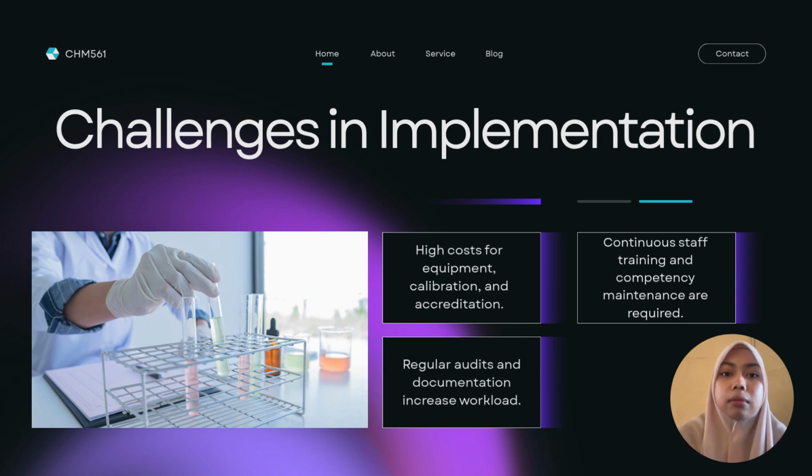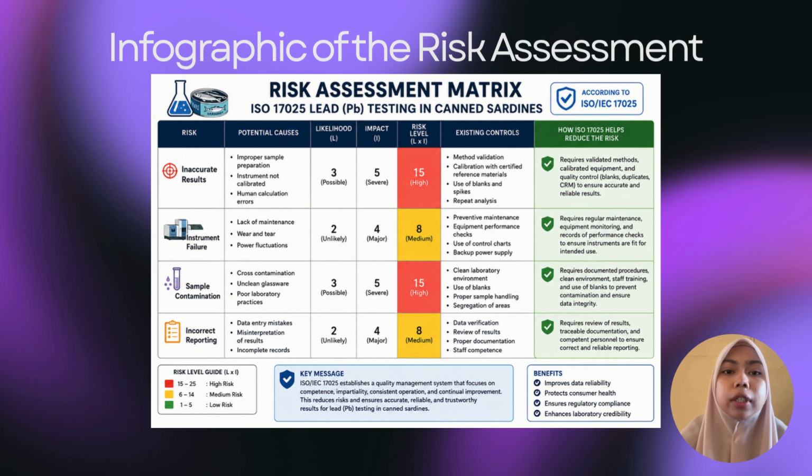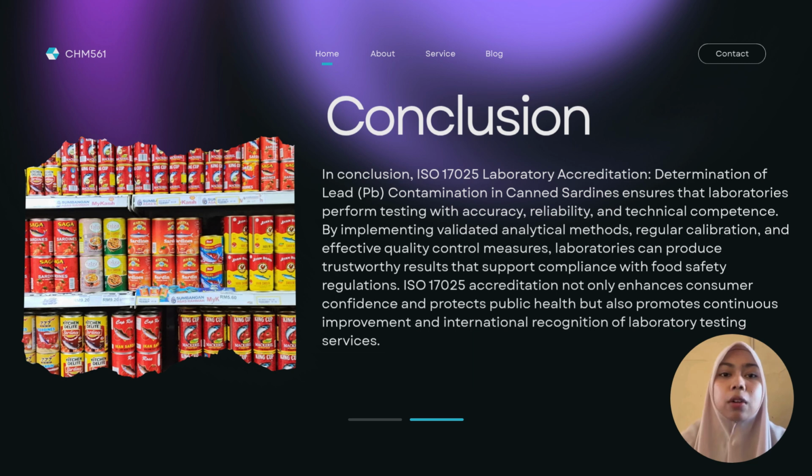So this is the infographic of the matrix that shows the potential risks during lab testing and their severity. High-risk areas include inaccurate results and contamination. ISO 17025 reduces this risk through validated methods, equipment calibration, quality control, and competent laboratory personnel, ensuring the reliable and accurate testing results.